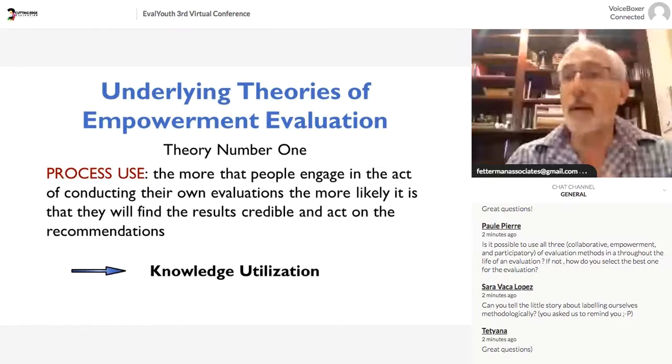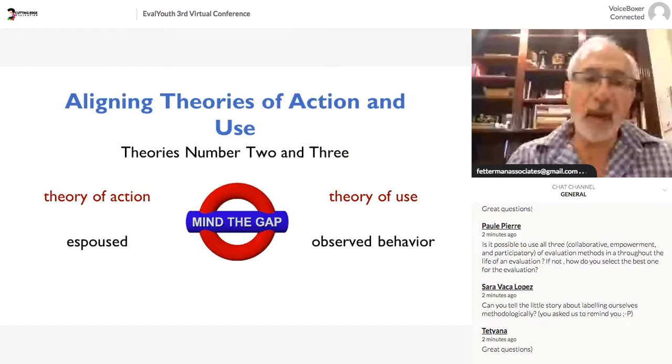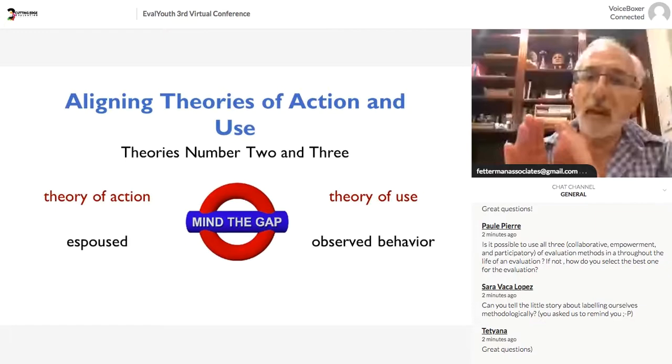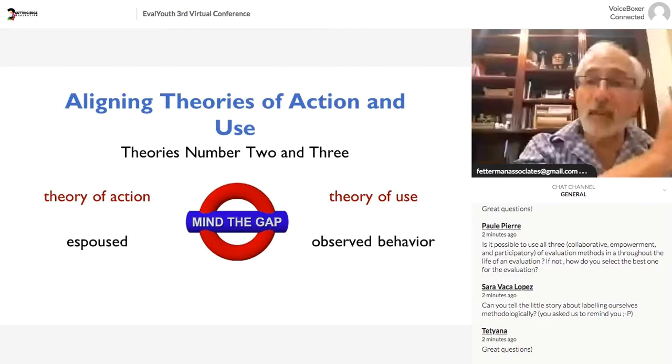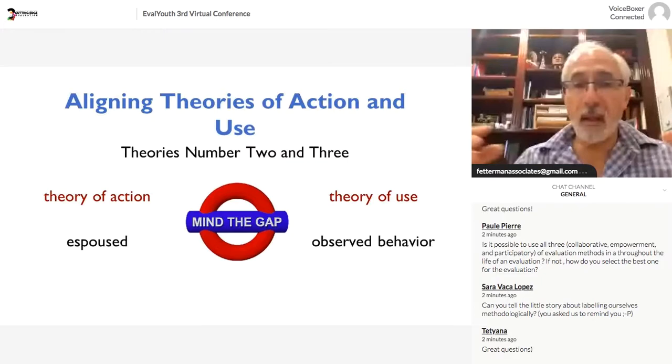Other theories I want to emphasize is the theory of action, which is what the organization says they're about, equity, fairness, et cetera. Theory of use, that's the actual observed behavior. And if you've ever seen this emblem when you're in London or traveling in that area, there's a sign that says, mind the gap. You know, it's between the tube and the platform, you might want to fall in, but it's really actually an empowerment symbol. People just don't realize it. And what it is, you're constantly minding the gap between what people say they're doing in an organization and what they really do. And you're trying to, with evaluation feedback, get it closer and closer and closer to close the gap.